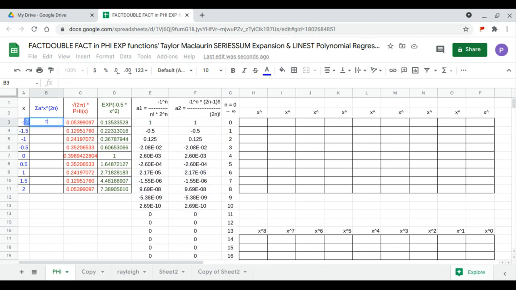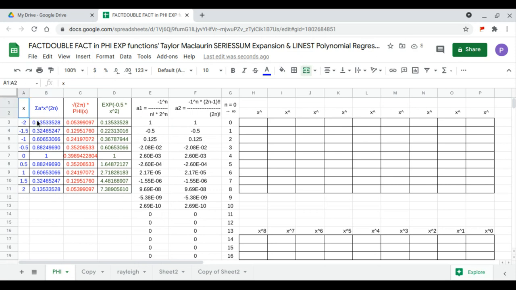Continue with the expansion, which is array formula. SERIESSUM of the x values raised to the power 2n. 2n starts from 0, then followed by 2, 4, 6, 8. That's incremented by 2. And the coefficient, you can choose the factorial or the double factorial. We start with the factorial coefficient.